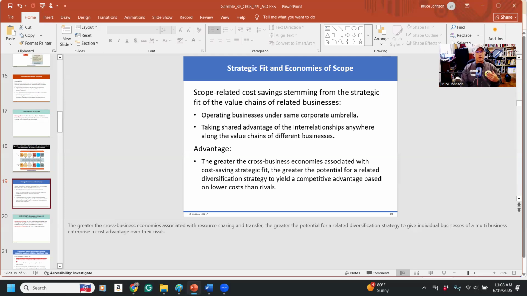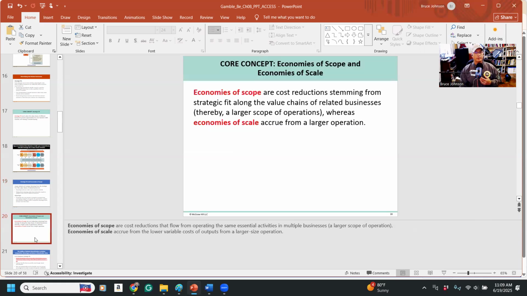One of the advantages of making sure you have strategic fit in economies of scope is the greater the cross business economies associated with cost saving strategic fit, the greater the potential for a related diversification strategy to yield a competitive advantage based on lower costs than rivals. What on earth does that mean? It means that if there's a strong fit, you're probably going to create or enhance a sustainable competitive advantage. That core competency or that value discipline melds well together, and now you've created something even better, bigger, stronger in that capacity.